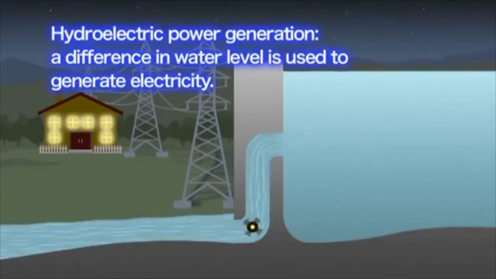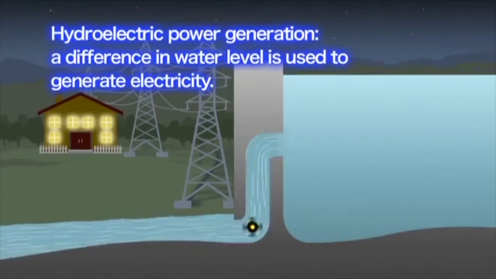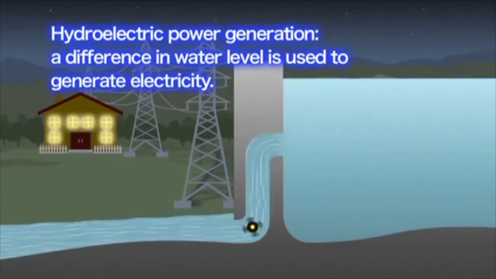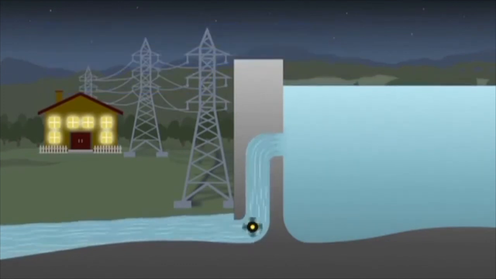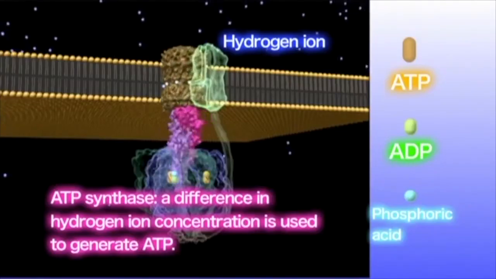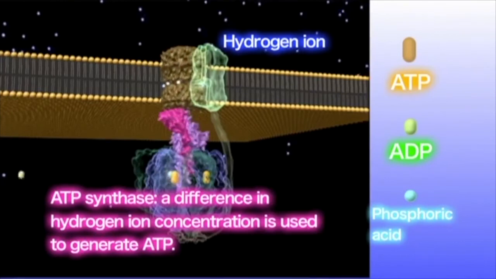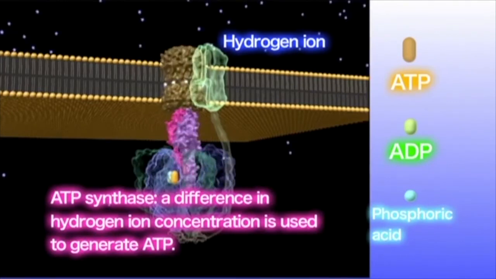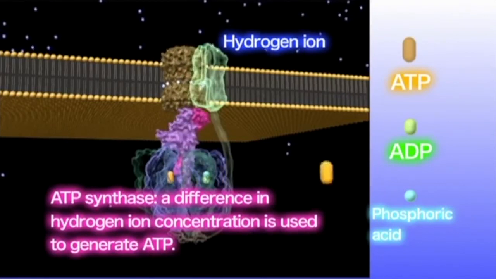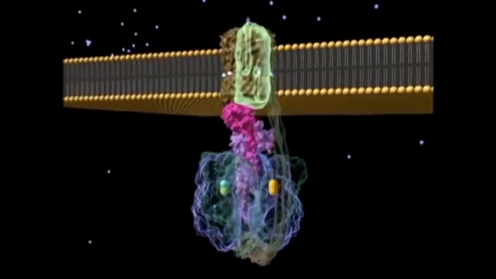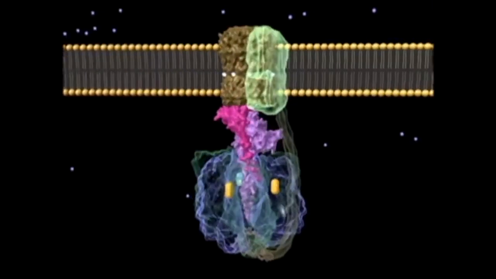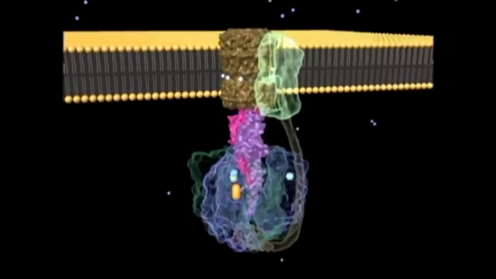The mechanism of ATP generation is very similar to that used to produce hydroelectricity. Hydroelectric power generation uses the gravitational force of falling or flowing water to generate electricity. In the case of ATP synthase, a difference in the concentration of hydrogen ions is used to generate ATP. The size of ATP synthase is 10 nanometers, or 1/100,000th of a millimeter. It's been discovered that each cell contains numerous rotating nano-sized factories producing energy.